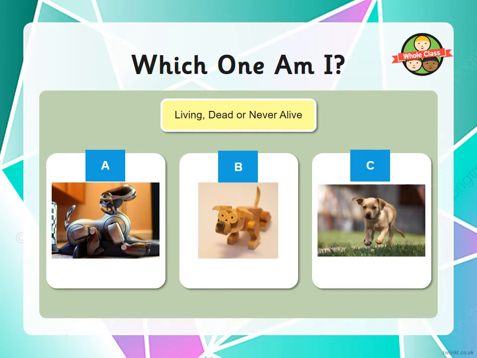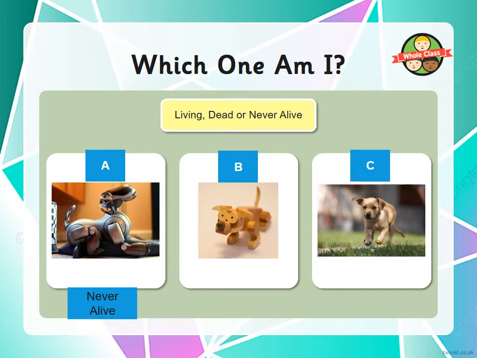Which one am I? Look at the picture and choose the correct word for each picture. Your choices are living, dead, or never alive. Let me help you with the first one. Look at the first robot dog. What do you think? Is it living? Is it dead? Or was it never alive? You're right, it was never alive.